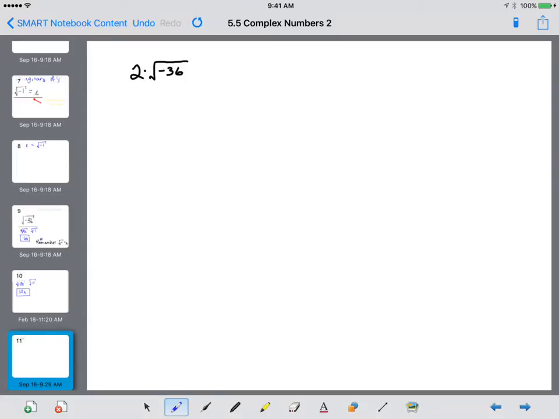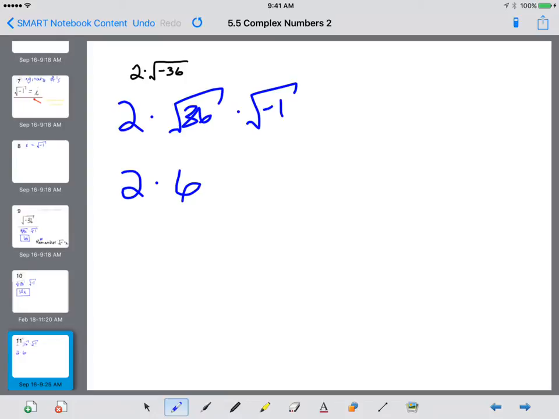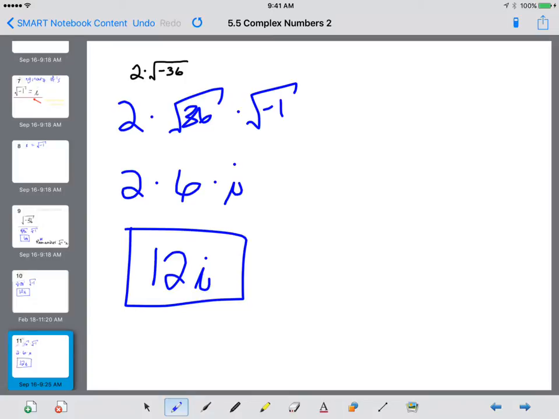Let's take a look. What happens when we get a little more complicated? We have a 2 out front, but don't be alarmed. We're just going to have to multiply in the end after we simplify the square root of negative 36. So we have 2 times the square root of 36 times the square root of negative 1. Reduce that, we get 2 times the square root of 36 is 6. The square root of negative 1 becomes i. And we can multiply these together to make 12i as my final answer.